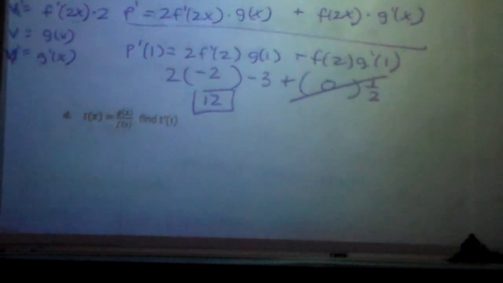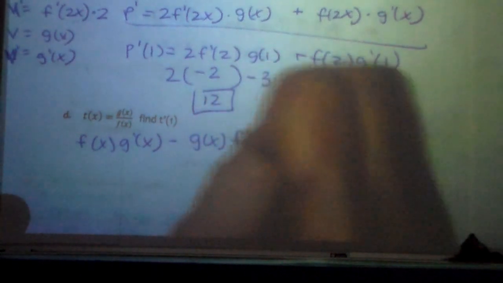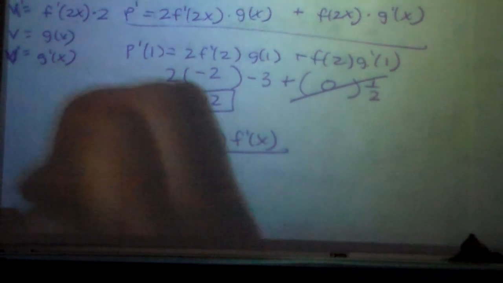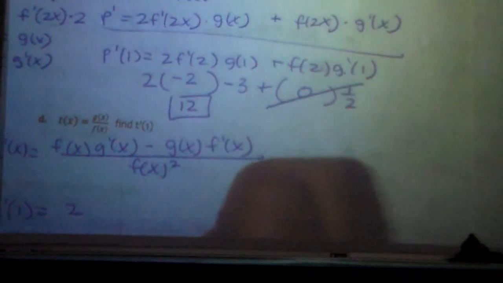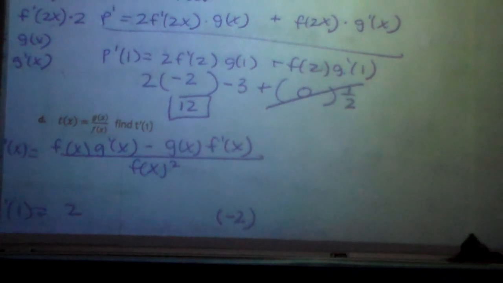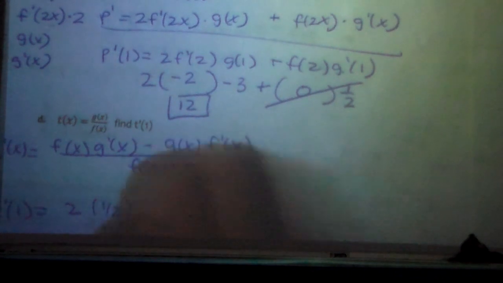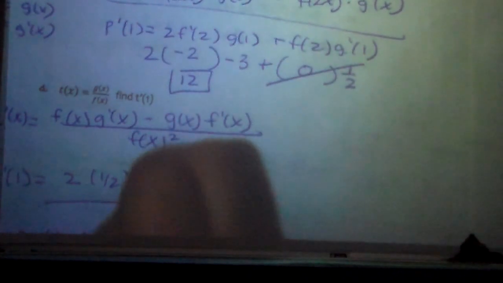Here we're going to use quotient rule. So low d high, minus high d low, over the low squared goes. So this is my t prime of x. Now I plug in 1 for t prime of 1. So f of 1 I have already found is 2. F prime of 1 I've already found is negative 2. G prime of 1 is 1/2. And g of 1 is negative 3. F of 1 is 2, squared.